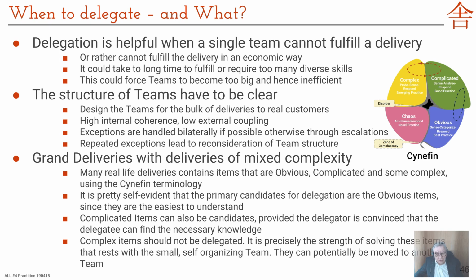Maybe we could delegate some complex, but they're not really good candidates for this, because we don't know yet precisely. So complex items should really not be delegated. This is exactly why we have a small team, because it's very good for solving complex, because there's this high bandwidth of interaction between people with different ideas and different points of view. Whenever you have a big job that you cannot handle in your team, always look for the obvious to delegate.